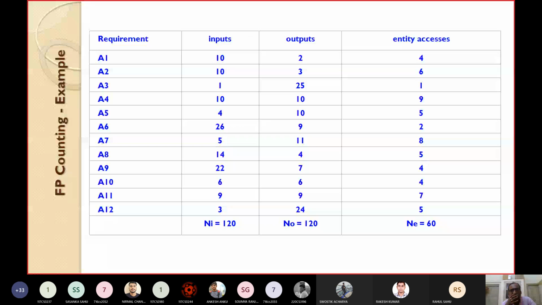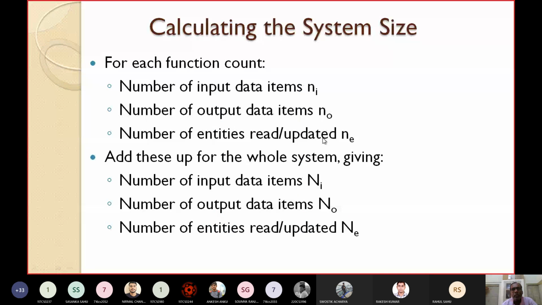We'll take a small example. Suppose in an SRS document, there are 12 requirements, A1 to A12. A1 requirement or A1 functionality contains 10 inputs, 2 outputs, and 4 entity accesses. That means you are reading or updating 4 entities. Requirement A2 contains 10 inputs, 3 outputs, and 6 entity accesses, like this. So how can I estimate the size like this? I have to first find out the number of input data items, number of output data items, and number of entities read and updated for each functionality.